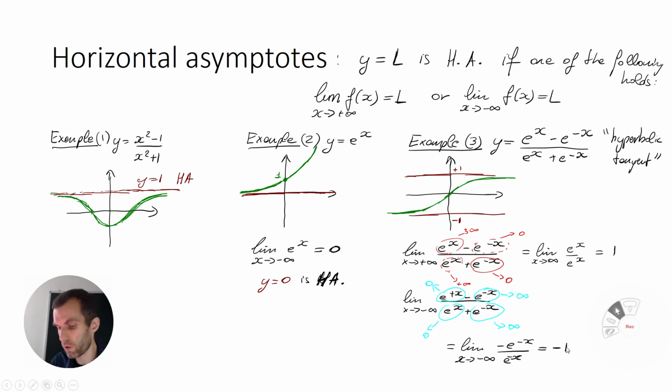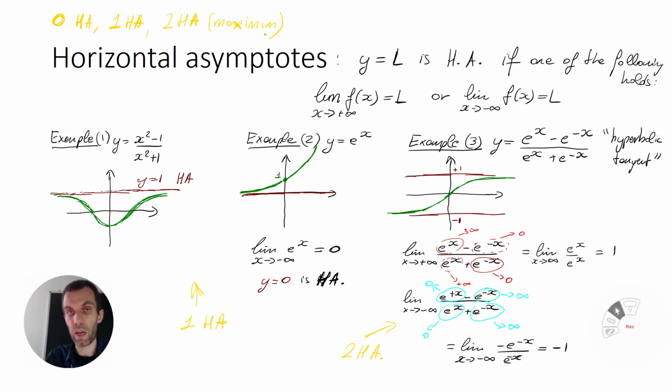Before we move on, I just want to make a quick note. A function can have 0 horizontal asymptotes, it can have 1 horizontal asymptote, as we saw before, and it can have 2 horizontal asymptotes, like this function right here. But that's the maximum. You cannot have 3 horizontal asymptotes, because the horizontal asymptote is what happens at plus or minus infinity.